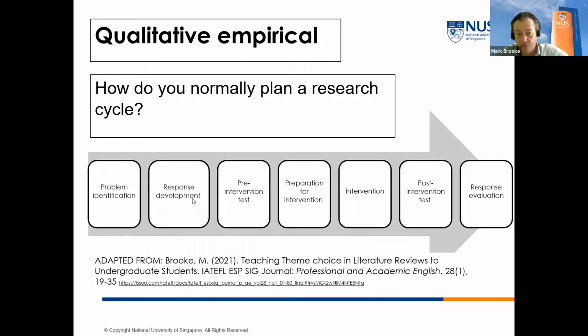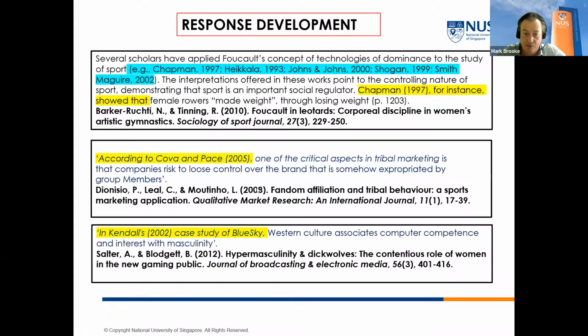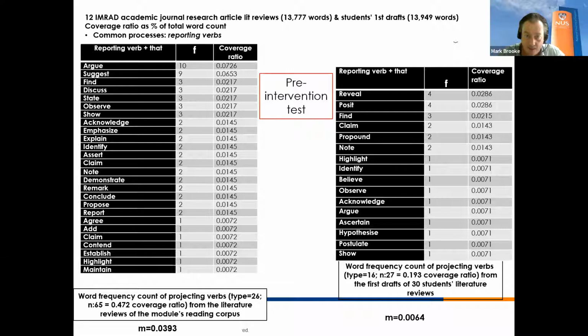This is my response development, and I did a pre-intervention test. Using NVivo, I built up a corpus with my readings from the module, and I did the same with 30 student texts, not 60, 30, so that the corpus would be roughly the same size to work with. Of those 30, there were about 5 who were definitely using author-fronted, but about 10 who generally tended to do that. And I just started analyzing.